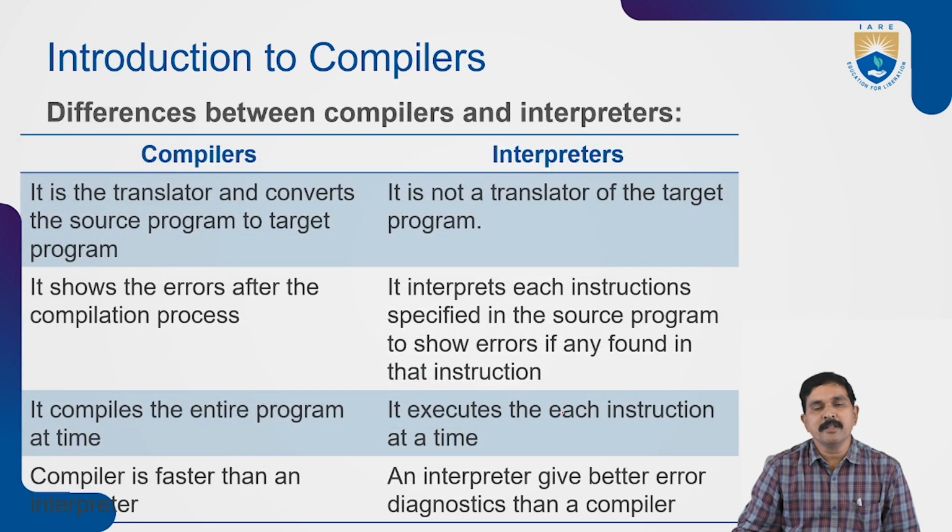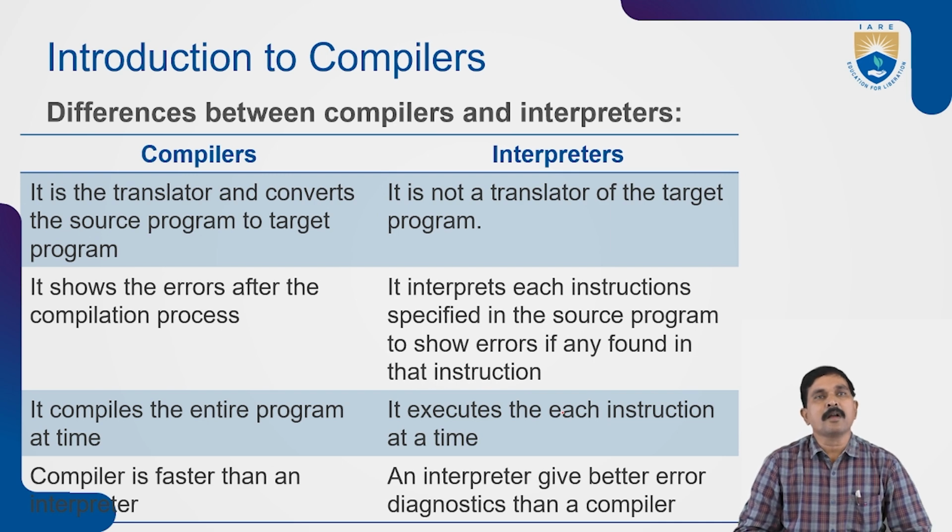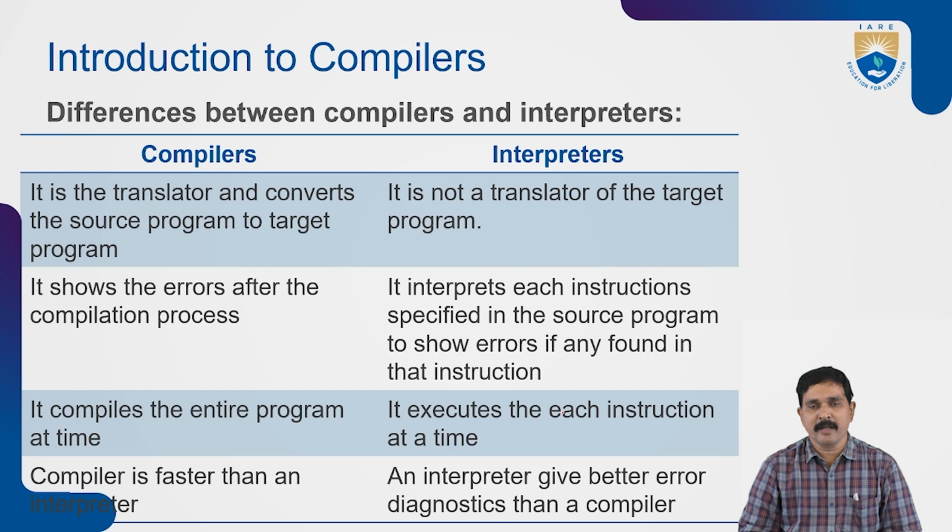Here I am listing some key differences between compilers and interpreters. A compiler, I think you know the idea, is some kind of translator. It translates the entire source program to a target program. But the interpreter is not a translator. You are not expecting any target program. It just interprets the instructions one by one in the source program given by the user. That is a key difference.